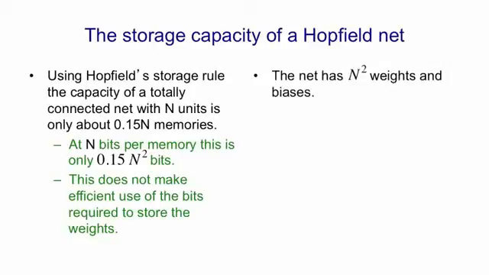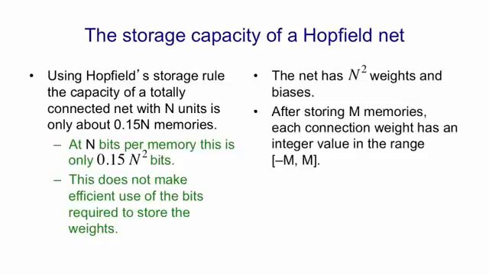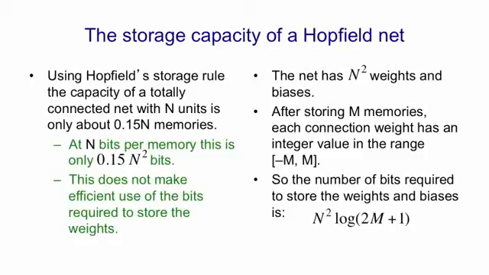There's n squared weights and biases in the net, and after storing m memories, each connection weight has an integer value in the range minus m to m. That's because we increase it by 1 or decrease it by 1 each time we store a memory, assuming that we use states of minus 1 and 1. Now, of course, not all values will be equiprobable, so we could compress that information, but ignoring that, the number of bits it would take us to store a connection weight in the naive way is log 2m plus 1, because that's the number of alternative connection weights, and that's a log to the base 2.